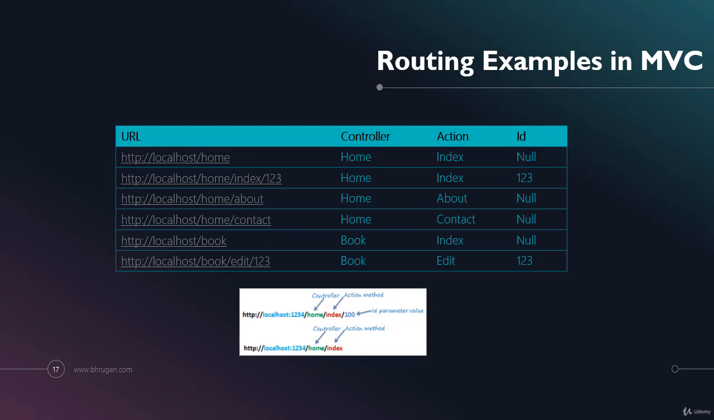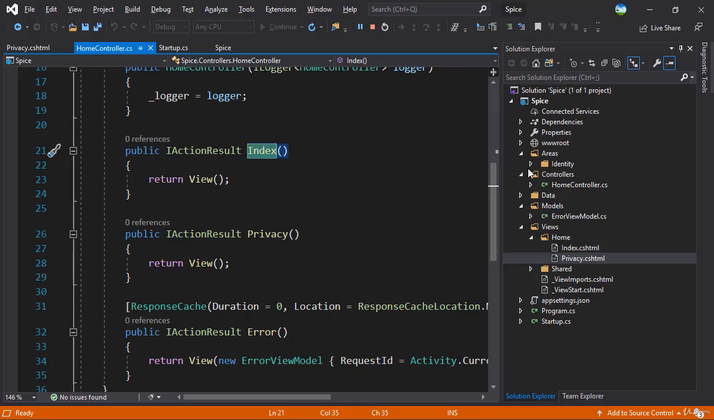Then the next one is home/index/123, in which the controller is home, the action will be index, and ID will be 123. You can see all the others follow the same pattern. That is the basic routing that comes with MVC. But if we go back, you see we have areas here. And when we have areas, routing will be slightly different. Let's understand that in the next video.